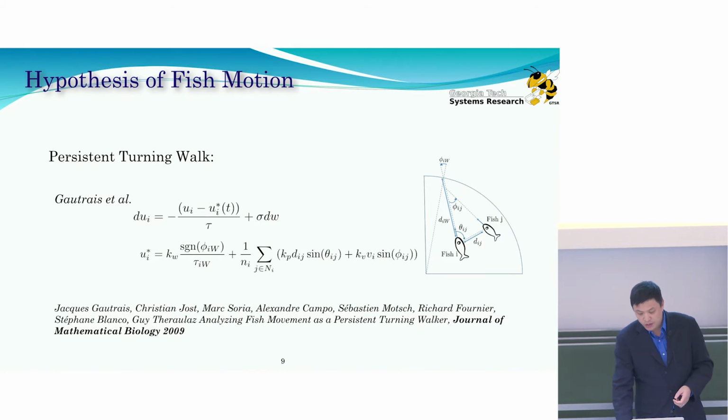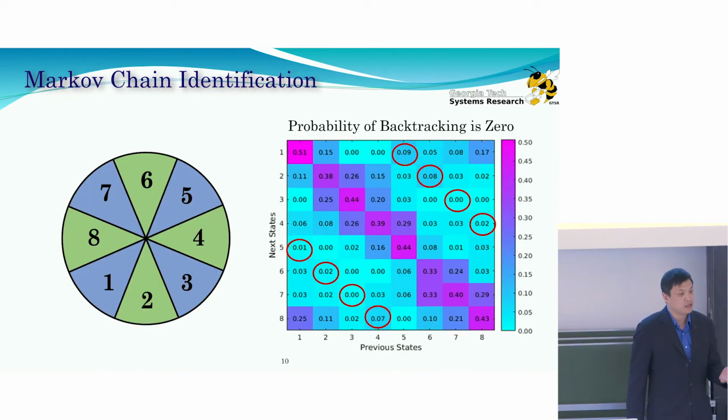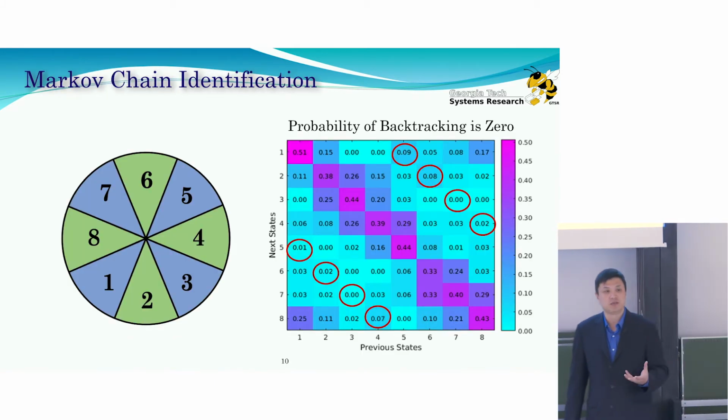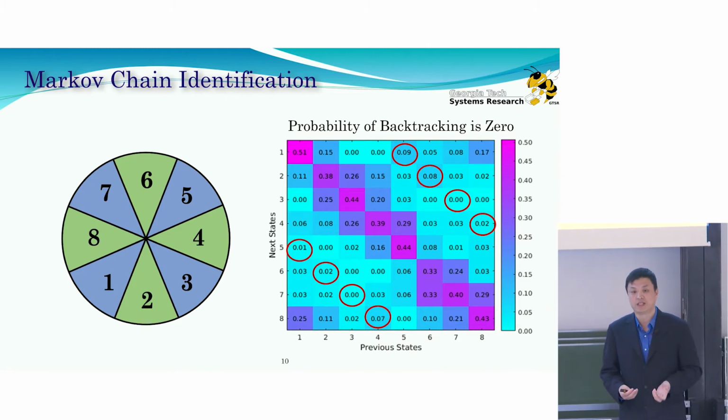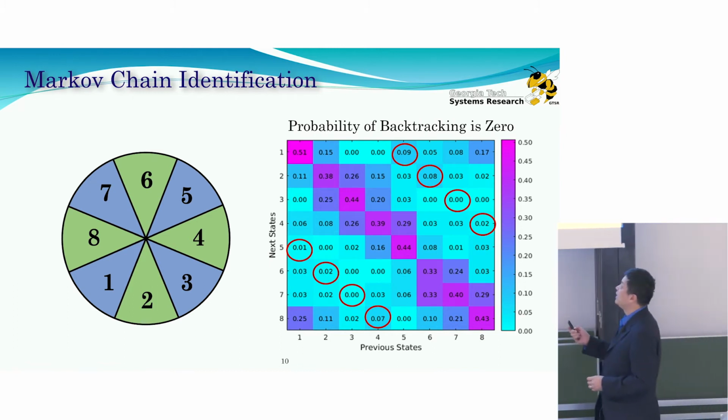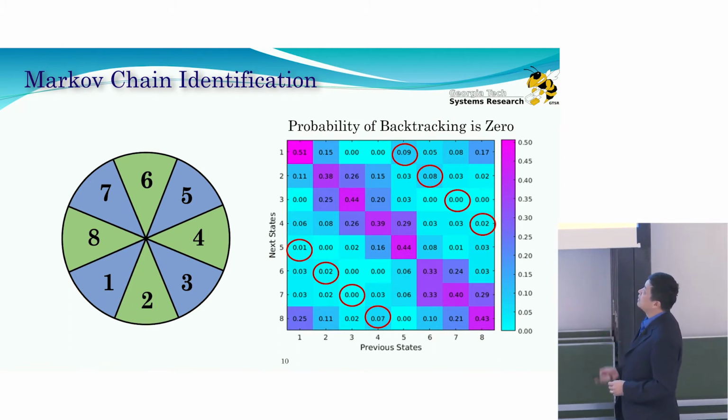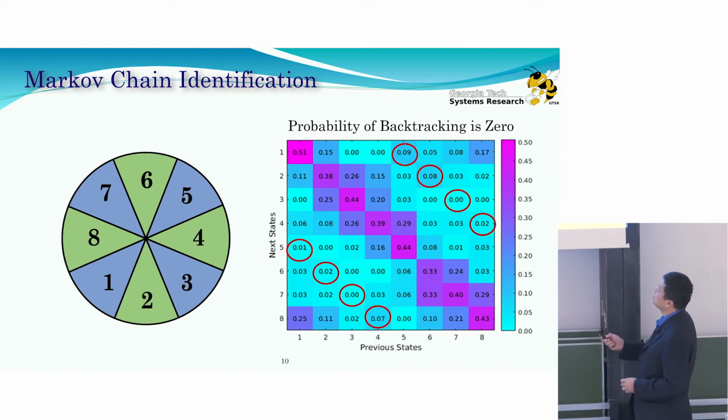So we asked Gautier's group to provide us with the fish data, and we performed our identification on the real fish data. Later we actually tested the persistent turning walk model, and they agree. So basically this is the Markov chain we identified based on the fish data. And again, there are 8 directions.